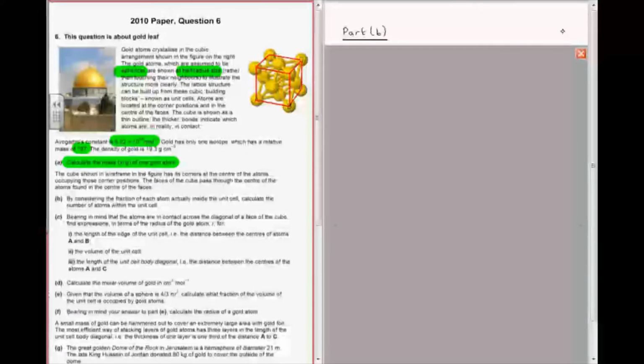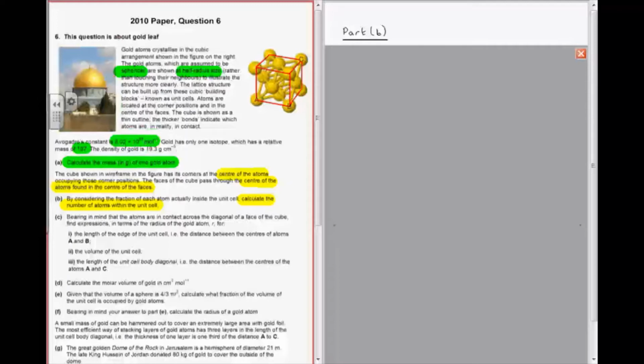In the next part of the question, you are told that the cube shown in the wireframe in the figure, which has now been highlighted in red, has its corners at the centre of the atoms occupying these corner positions, and that the faces of the cube pass through the centre of the atoms found in the centre of these faces. In part B, you are asked, by considering the fraction of each atom actually inside the unit cell, to use this information to calculate the number of atoms within the unit cell.